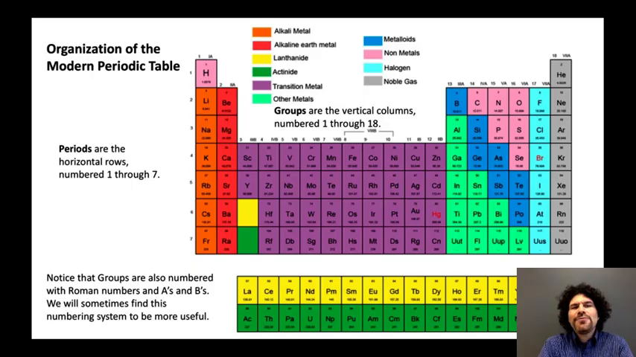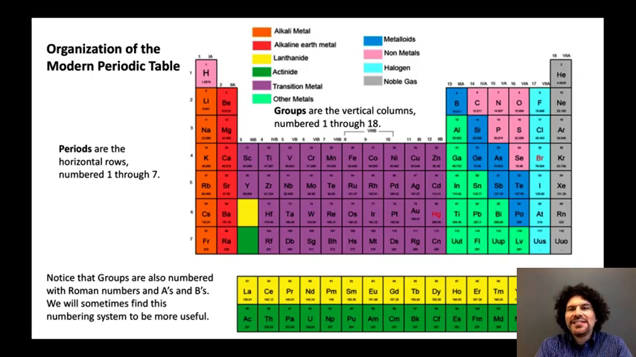Okay, so for the modern periodic table, a couple of the terms that you need to know. First of all, periods are the horizontal rows, numbered 1 through 7. And then groups are the vertical columns that are most commonly numbered 1 through 18, left to right across the periodic table. But in this table, as in many, you can see that the groups are also numbered with Roman numerals, A's and B's. And we're sometimes going to find this numbering system to be more useful.